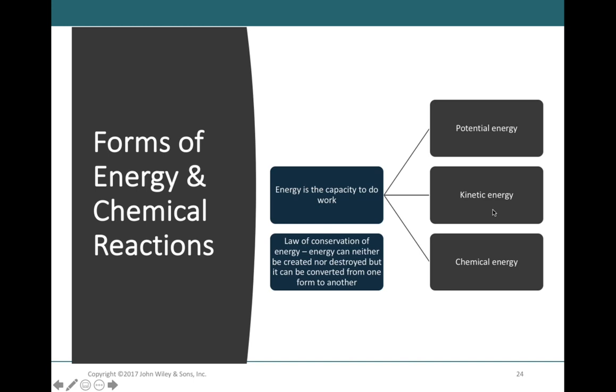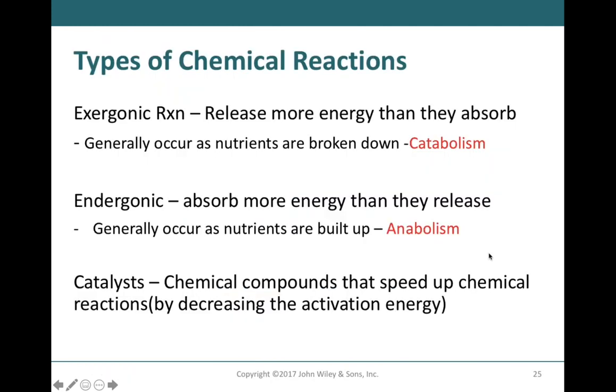So our form of energy that's going to be important for our class is chemical energy. And this is the type of energy that's stored in our molecules' chemical bonds. Now there are many different types of chemical reactions, and this idea of exergonic and endergonic reactions tends to be a little dense. There's a lot of information in your book about these, but all I want to mention here is what you see on this slide.